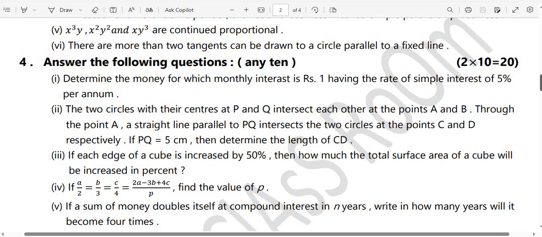Question number 2. Two circles with their centers at P and Q intersect each other at the points A and B. Through the point A, a straight line parallel to PQ intersects the two circles at the points C and D respectively. If PQ is equal to 5 cm, then determine the length of CD.